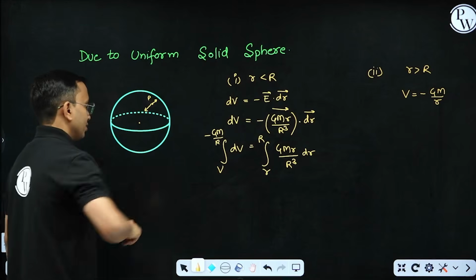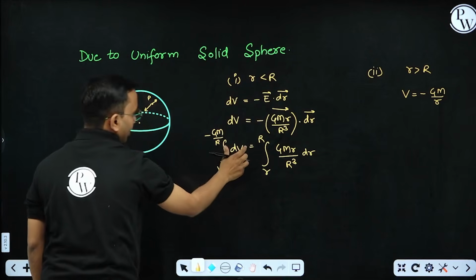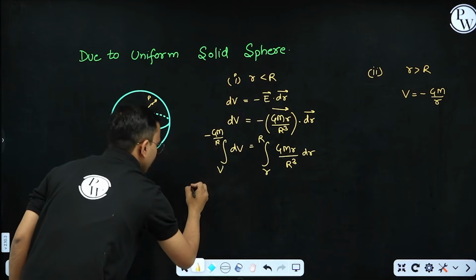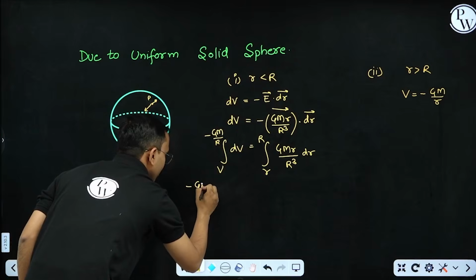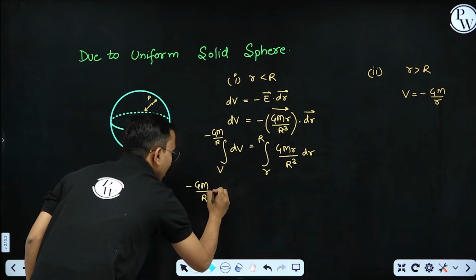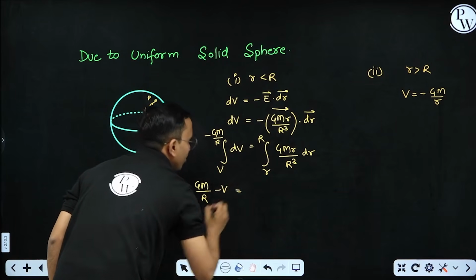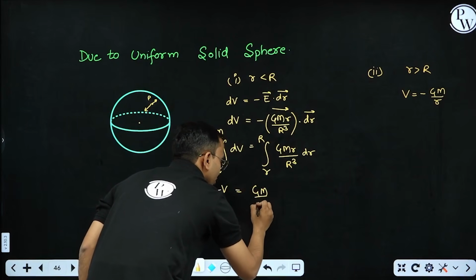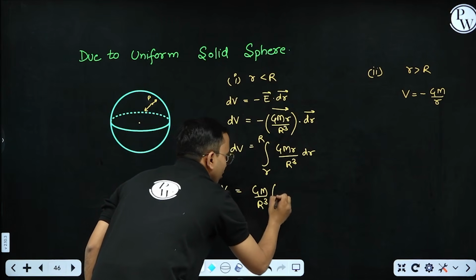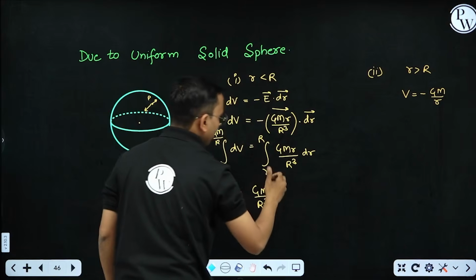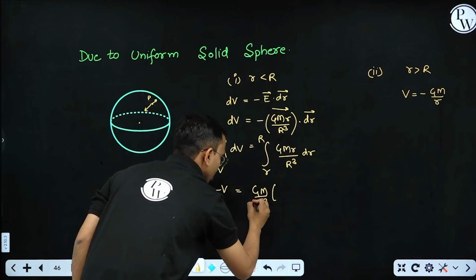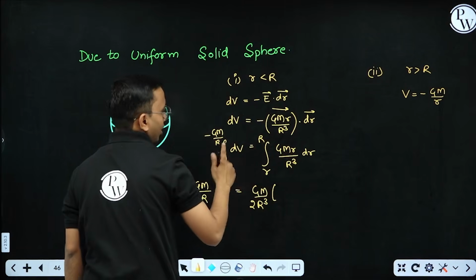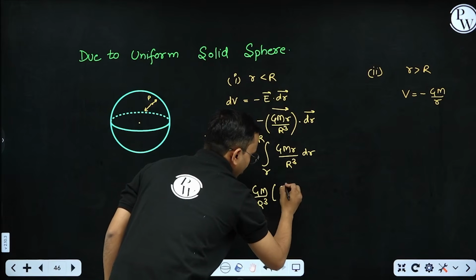Okay, let us derive that. So dV integration will become V, putting the limits, it will become minus GM by R minus V, and this will be equal to GM by R cube. Integration of r is r square by 2. By 2 is there, putting the limits, so it will become capital R square minus small r square.